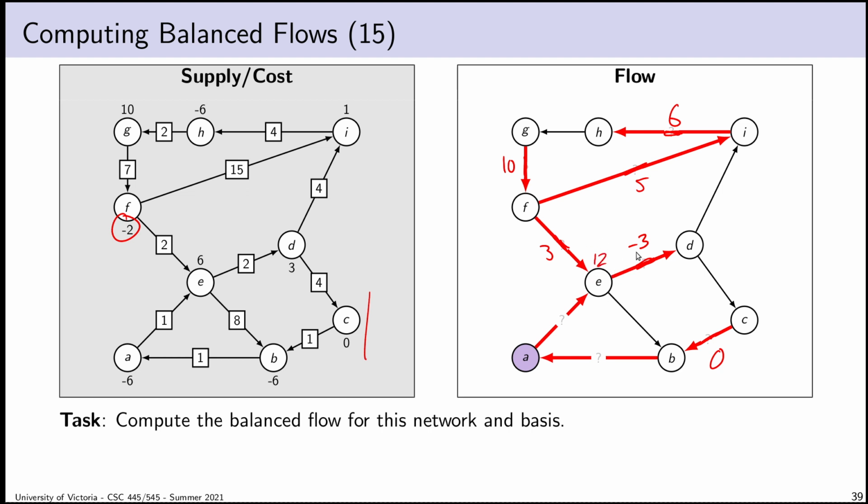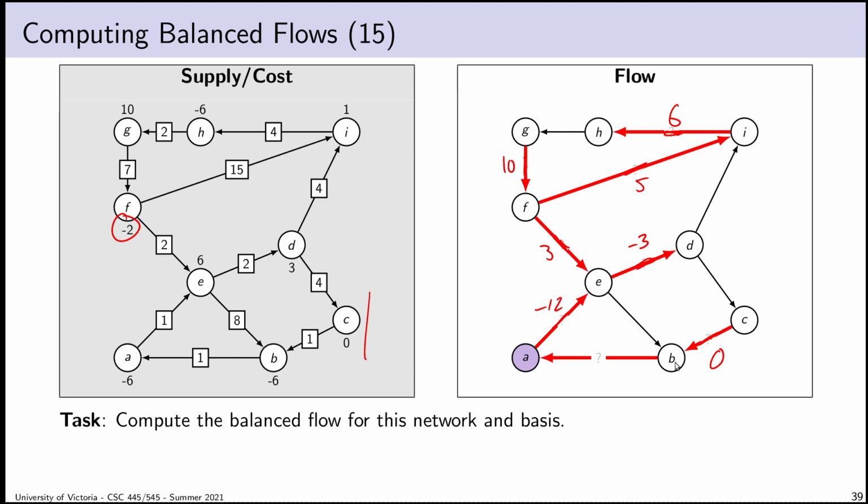E has actually received new flow from both F and D. So E now has an oversupply of 12, and it has to get rid of all of it, which means it has to send all of it up the tree to A. And of course, that requires sending it backwards along this edge. So I send -12 from A to E, or 12 from E to A.